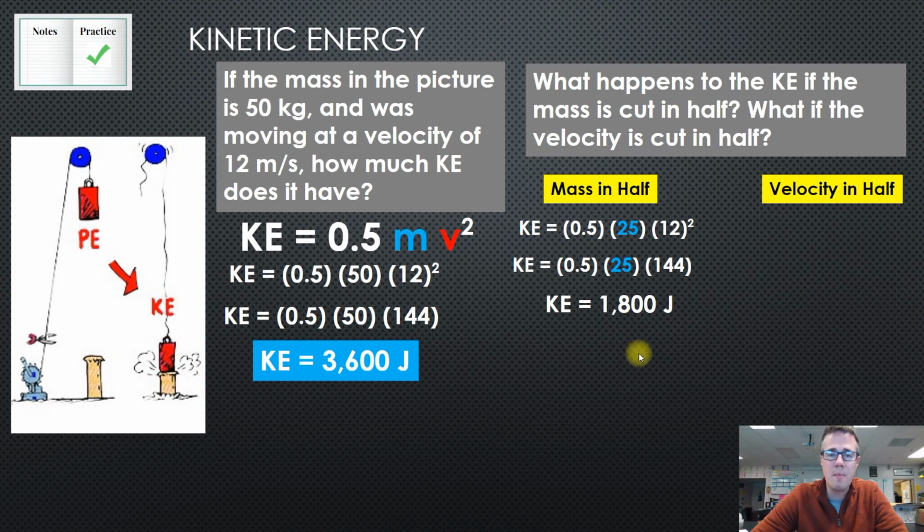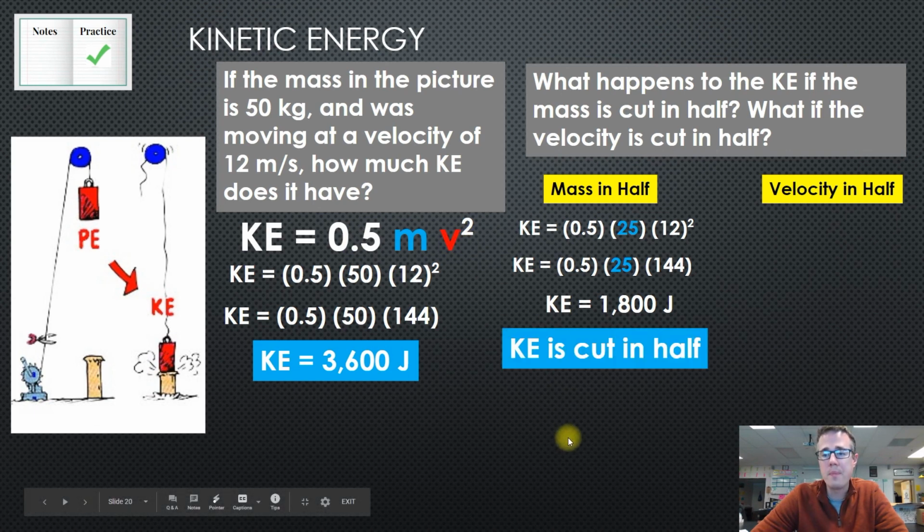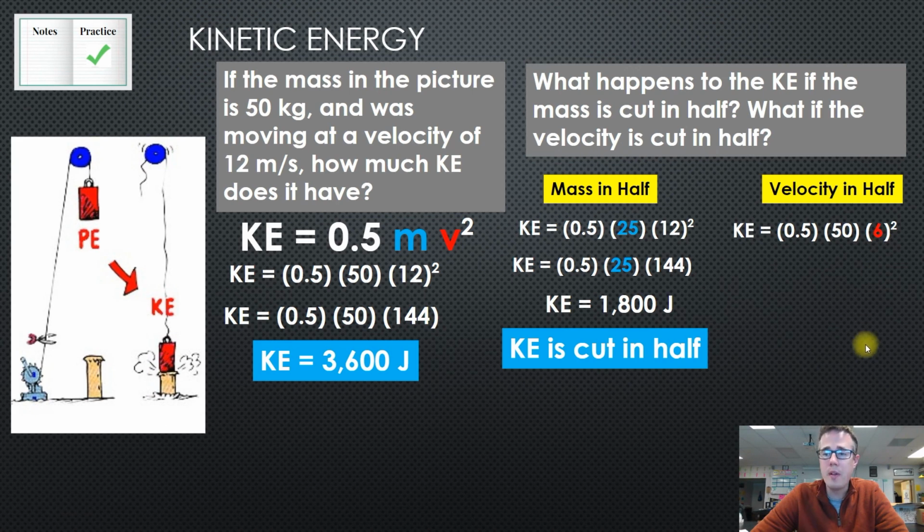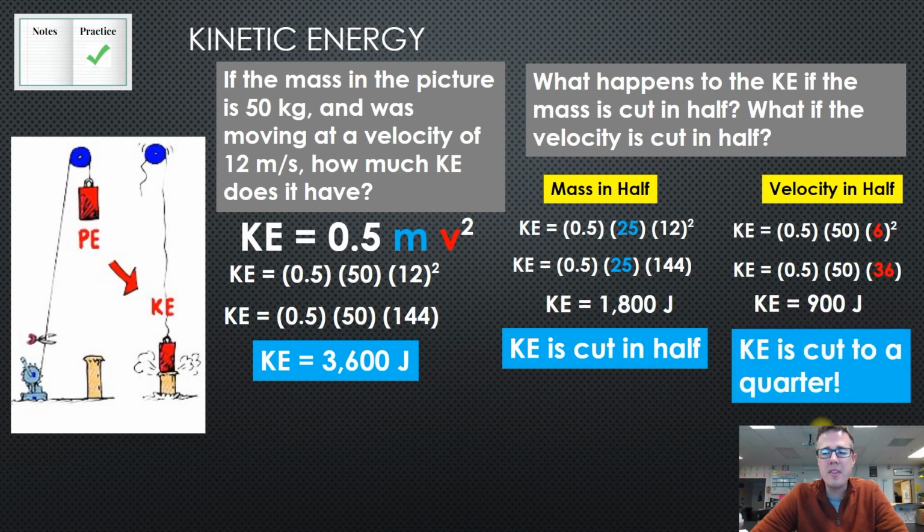Now let's look at velocity. Velocity is a little different because instead of multiplying, like we did with mass, velocity gets a square, which changes things quite a bit. So for kinetic energy, if we cut the velocity in half, we go from 12 to 6 this time. We still do our squaring first. We're going to get 36 times 50 times 1/2. When we plug that into our calculator, we get 900 joules. So that means that kinetic energy was cut to 1/4.